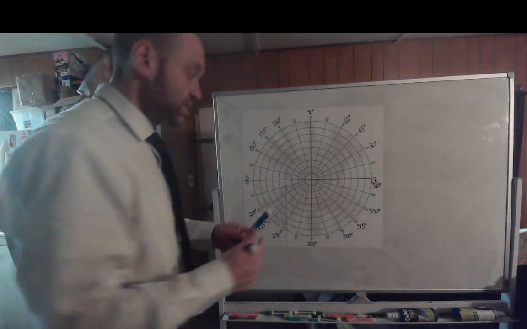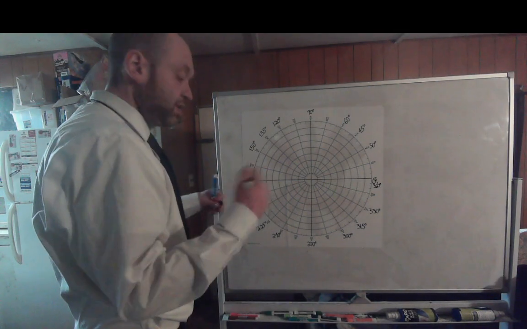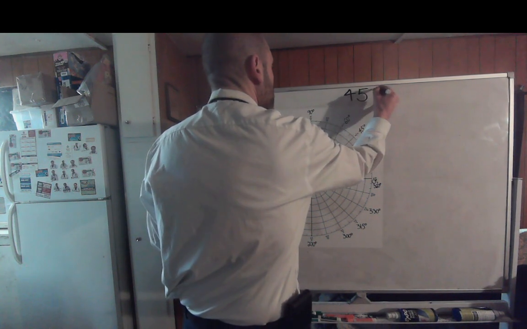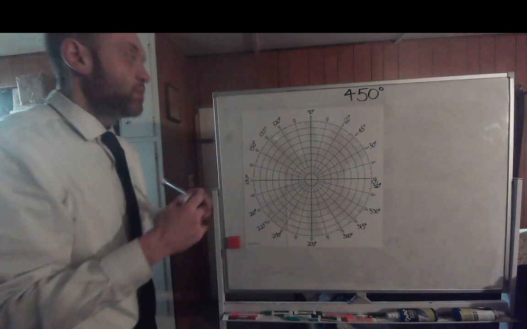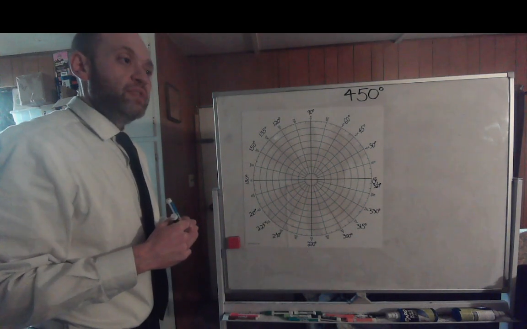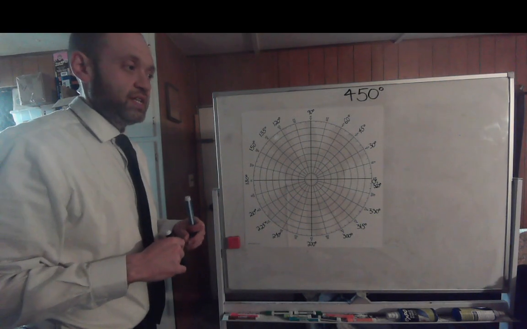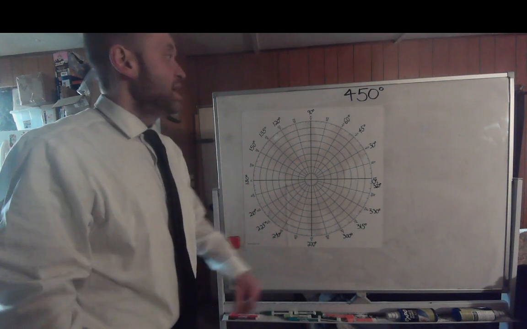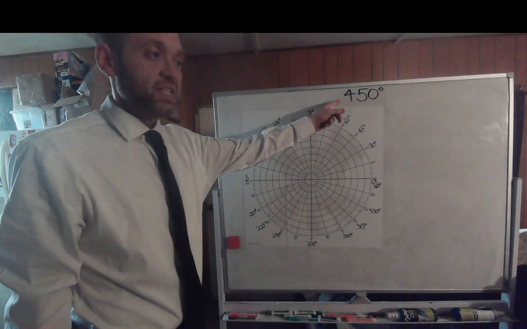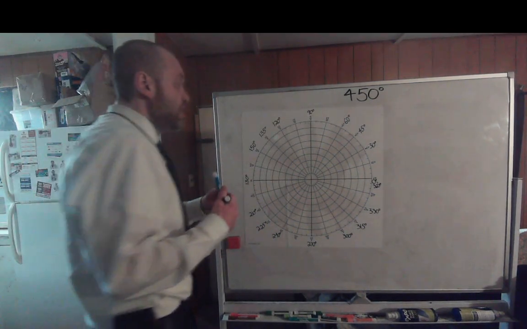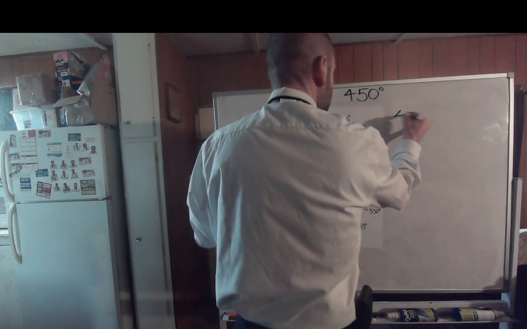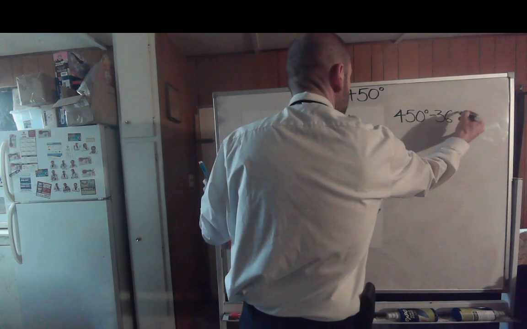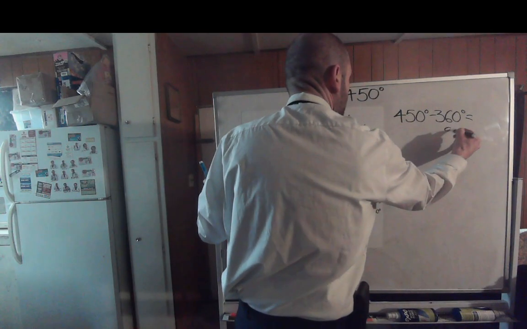Now, sometimes you may be asked, what if you were asked to find 450 degrees? Well, what's that? That's definitely greater than 360, which is one revolution around the circle. If you have a number greater than 360, here's how you do it. You're going to subtract 360 from that number. 450 minus 360, well, that would just equal 90 degrees, right?